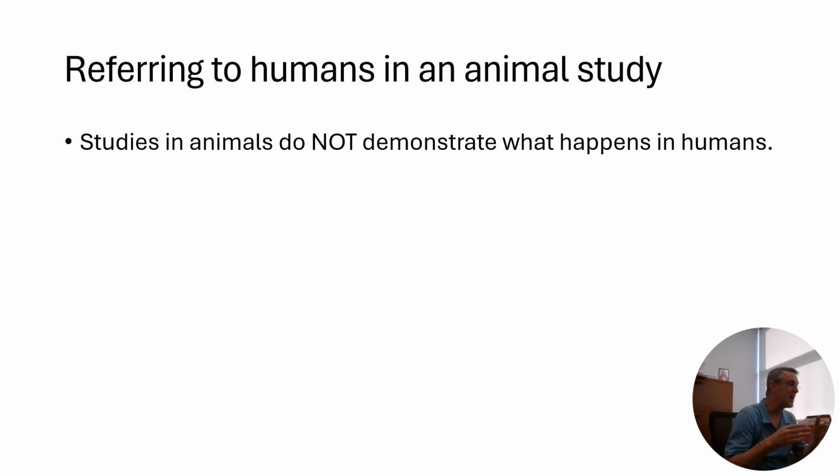It gives insight into processes that we would need to subsequently take a look at in humans, or maybe this is the best we can do to understand it, and we hope to high heavens that this is happening maybe in the same way, but it is not showing what happens in humans. It's an animal study. It's a model. It's a cell culture study. It's a model.